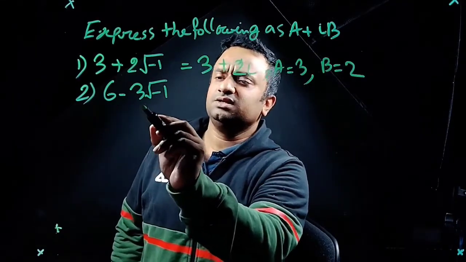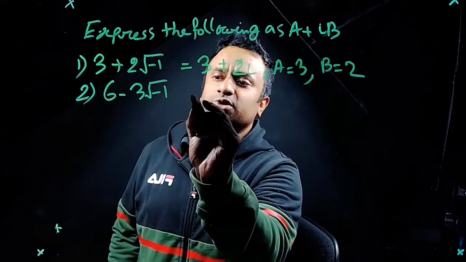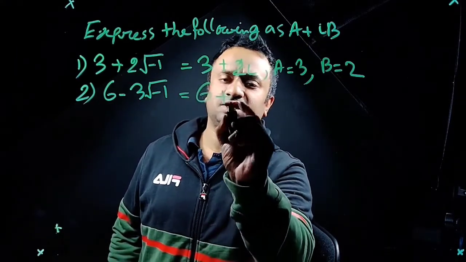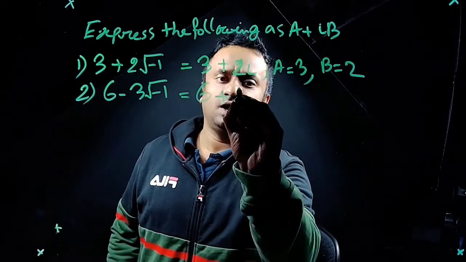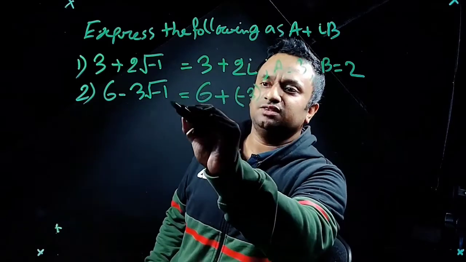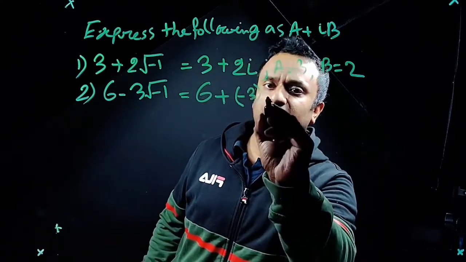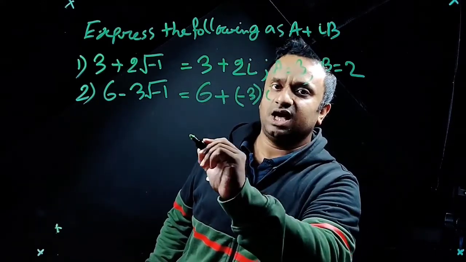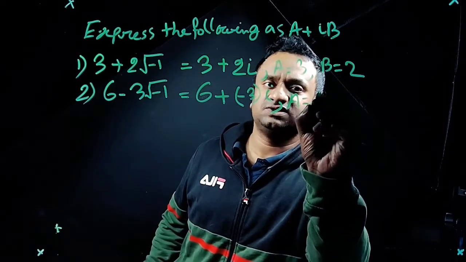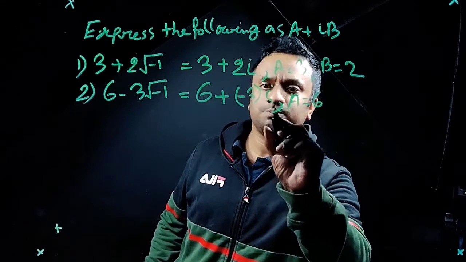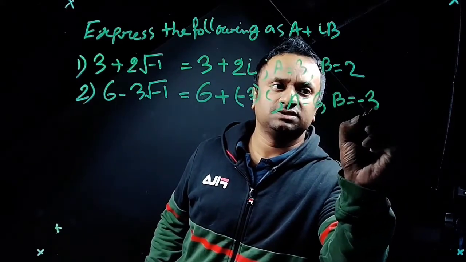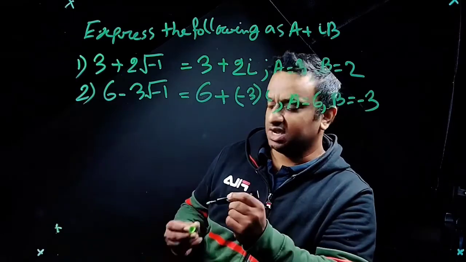The next one, 6 minus 3 square root of negative 1. So I can write it as 6, then I put a plus sign and I write minus 3 in brackets, and then square root of negative 1 can be written as i. So here my a is 6 and b equals minus 3. So I hope you understand.